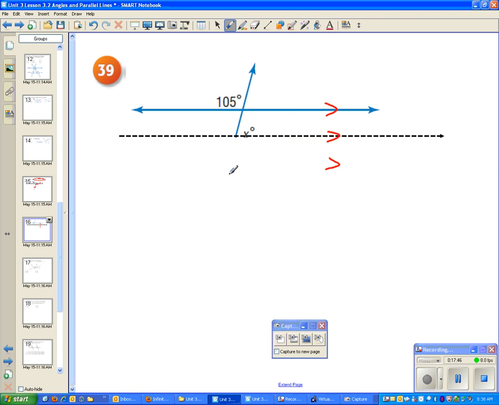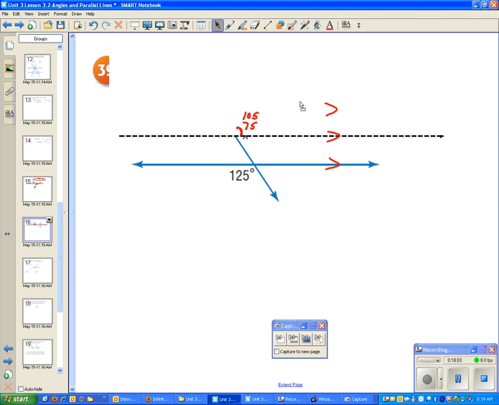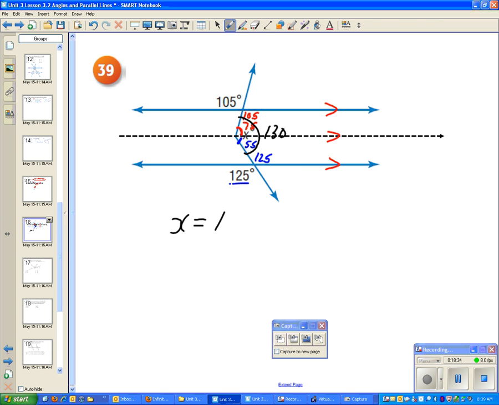All right. If that's 105, can I figure out the measure of that angle right there? All right, because if that's 105, vertical angles theorem says that's 105. So what's the measure of that missing part there? So that's 75. Okay? If this is 125, according to the vertical angles theorem, this is 125. So what's this missing part right here? So, doesn't that mean that x is 75 plus 55? And what is 75 plus 55? So, 130. So, x equals 130.